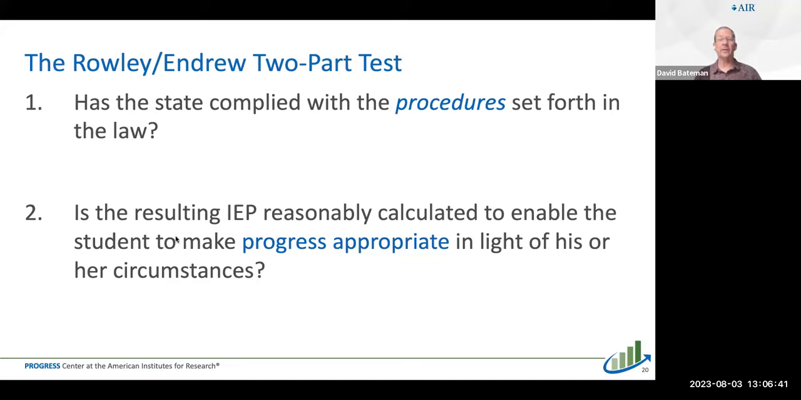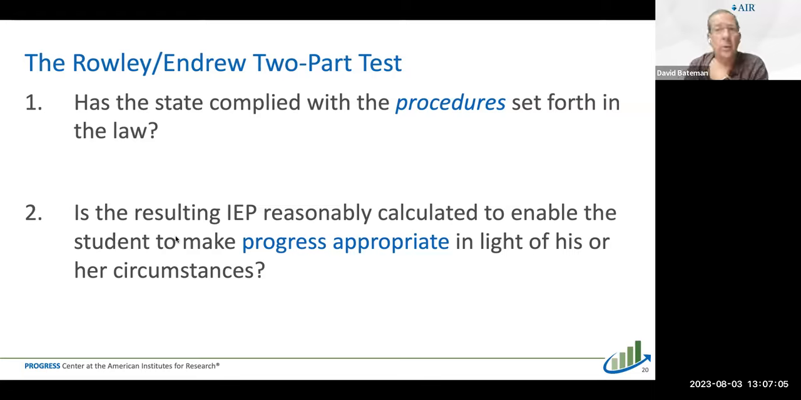The thought behind this is that fair procedures will provide fair outcomes. And so if we all follow fair procedures, we're going to have fair outcomes that will help us as a part of this. The second part, and this is going to be the hard one, is the resulting IEP reasonably calculated to enable a student to make progress appropriate in light of his or her circumstances? And so the term is that we're obligated to provide an appropriate education.